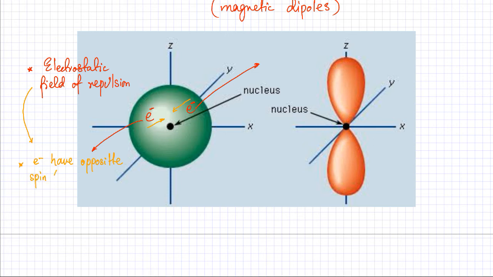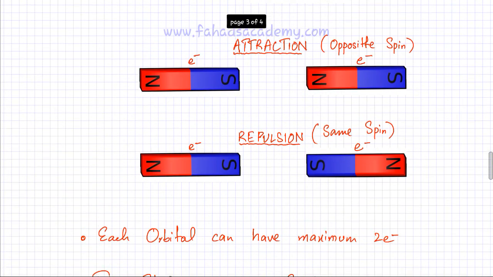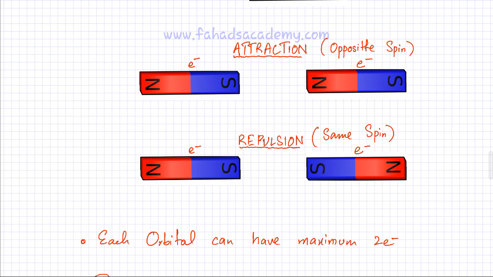So the magnetic field actually ends up attracting. So there is a force of repulsion between the 2 electrons, but the magnetic field sort of balances that out. The magnetic field of the 2 electrons would attract each other. So the magnetic field needs to be opposite. The spins need to be opposite. The only way the 2 electrons would attract each other is if they have opposite spins. If one has a north pole, the other one has a south pole, only then can they attract.